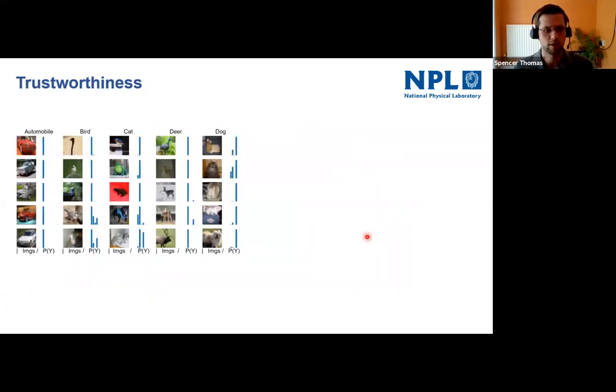Another metrology concept is trustworthiness and calibration. This was mentioned a little bit in Marcelo's talk this morning in terms of how reliable these probabilities are. You can often see an image given a class and then a probability associated with that, but are these values actually meaningful in any case?